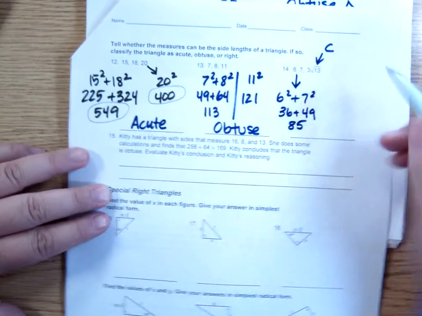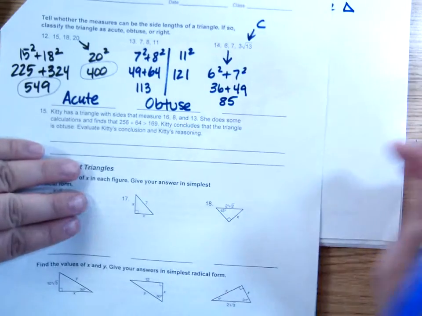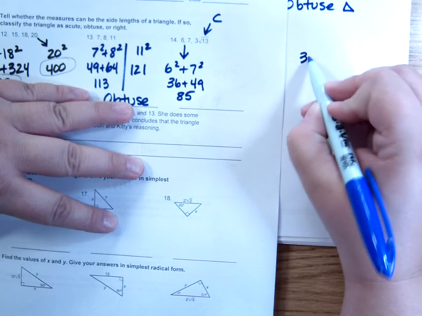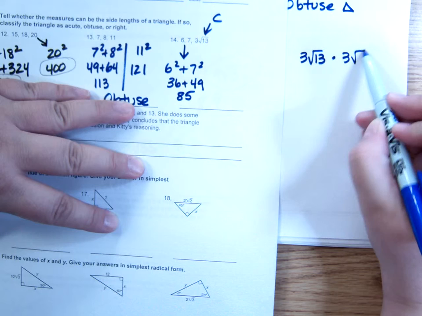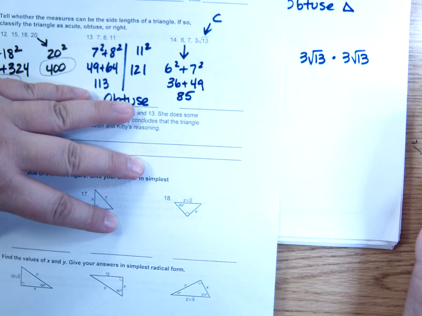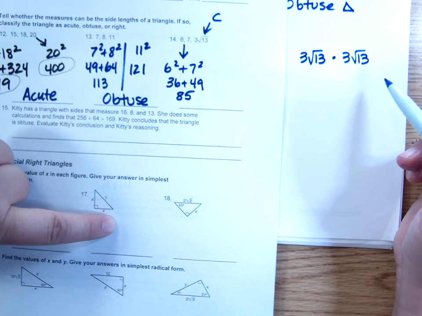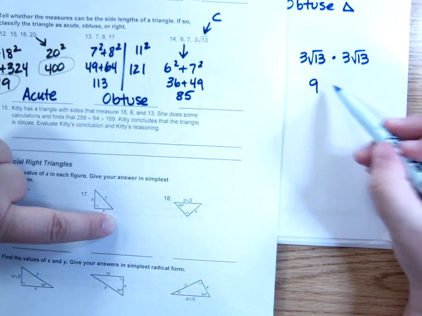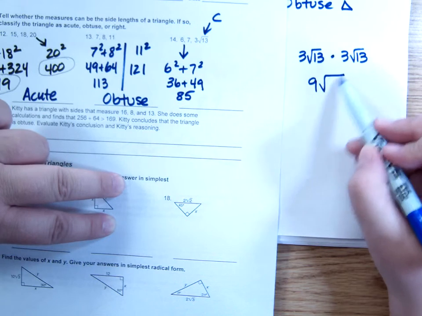Now here's the part that I thought you might want to see, is when I square 3 times the square root of 13. Let's look at that separately here. 3 times the square root of 13 squared means that times itself. What's going to happen here is remember that you can multiply numbers outside the radical with other numbers outside the radical. So that's 3 times 3, that's 9. And then numbers inside the radical times other numbers inside the radical, 13 times 13, that's 169.